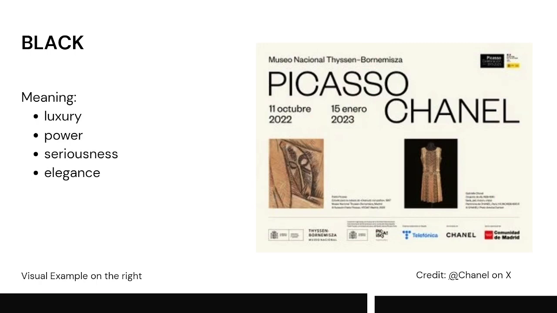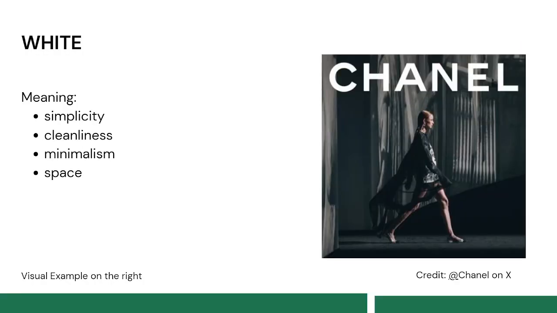So we also have black, and black can mean luxury, power, seriousness, or elegance. And this is a visual attributed to Chanel on X. One of their prominent colors is black, white, and other colors. And black here is being used to communicate luxury in their visual identities and design. So black here explains luxury.